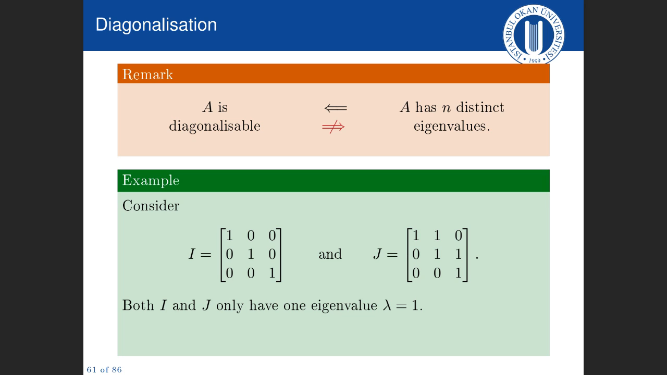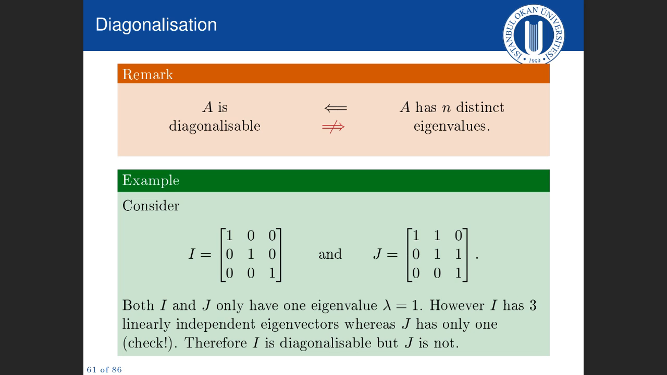Well, both of these are triangular matrices, so we can see the eigenvalues straight away are lambda equal to 1. However, I has 3 linearly independent eigenvectors, but J has only 1 linearly independent eigenvector. Please check that. This means that I is diagonalizable, but J is not diagonalizable.